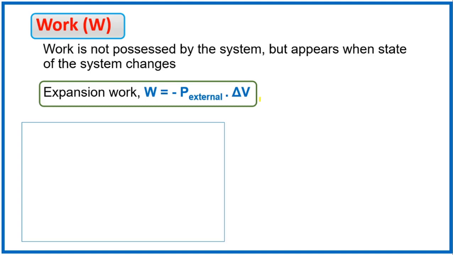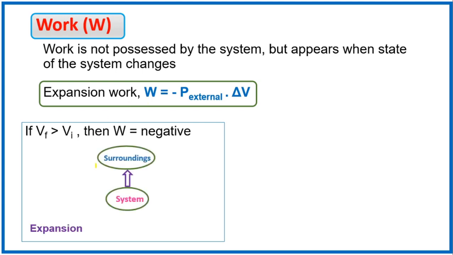For example, let us say expansion work. Here V final will be greater than V initial. That means what? Volume is increasing, that is expansion. And what W becomes? As V final is greater than V initial, delta V becomes positive and W becomes negative. That means in expansion the W will have a negative sign.